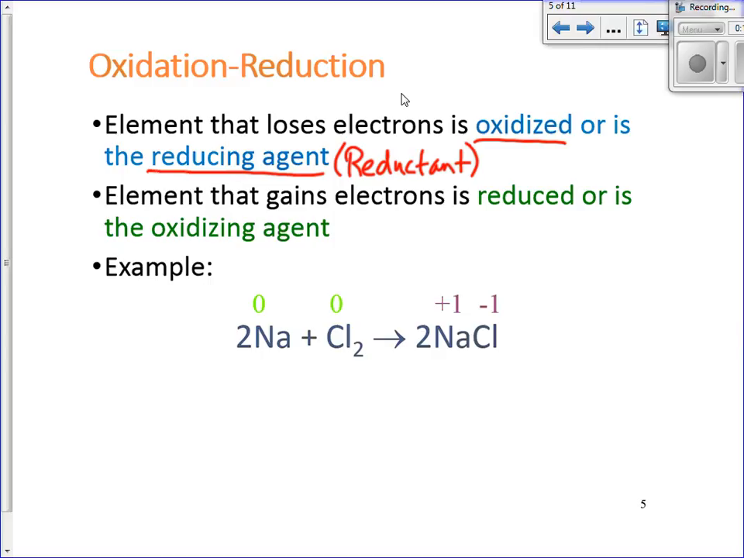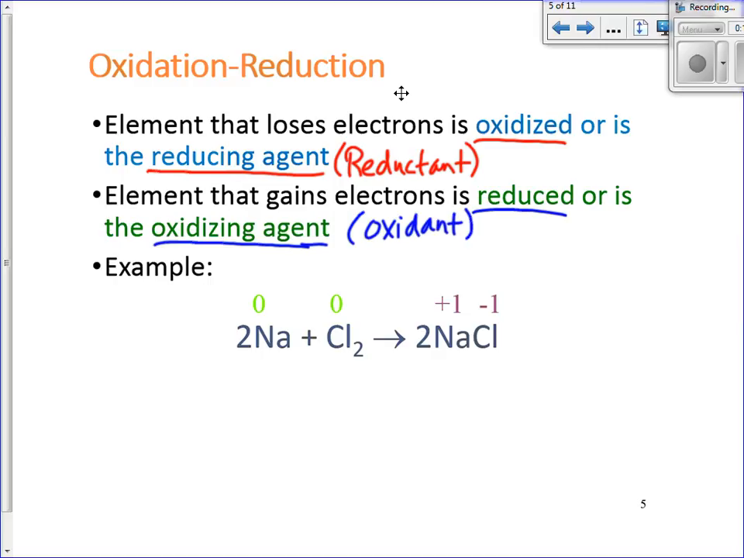If we have something being reduced, that means an element is taking electrons away from another element. So it's causing the oxidation of another element. So we would call it the oxidizing agent if it was being reduced. Now, in your problem set, you might see this word. They call it an oxidant. And an oxidant is the same thing as an oxidizing agent. Okay?